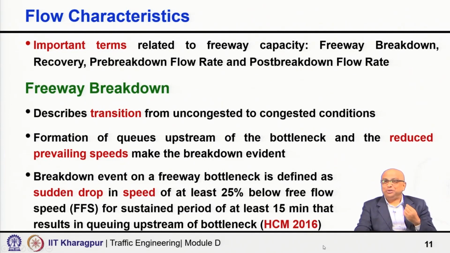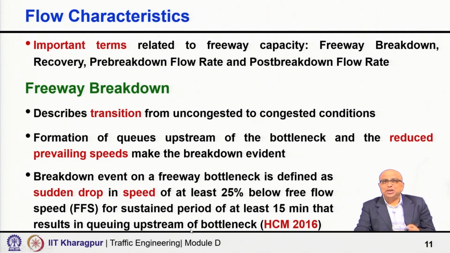As per the Highway Capacity Manual, please note this point carefully, breakdown event on a freeway bottleneck is defined specifically. Conceptually the earlier description is correct, but when we say as per the Highway Capacity Manual breakdown has happened, it means a sudden drop in speed of at least 25% below free flow speed. Whatever the free flow speed is, the speed has now dropped at least 25% below free flow speed for a sustained period, not that it suddenly goes down and then comes back. No.